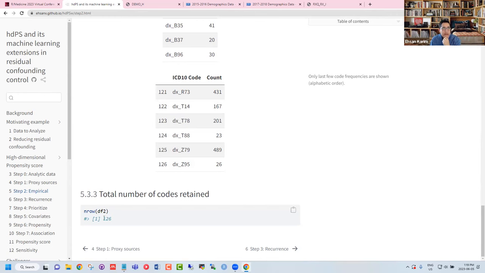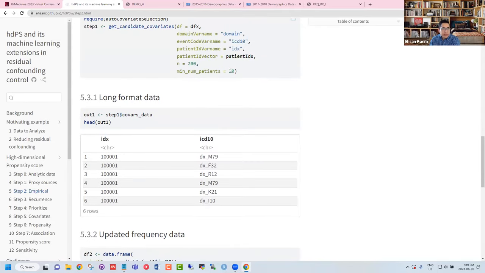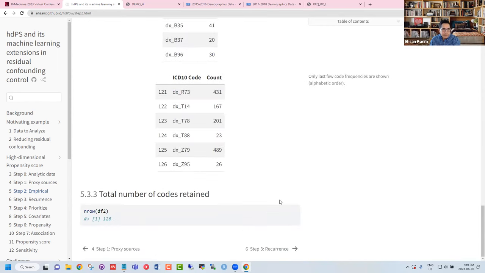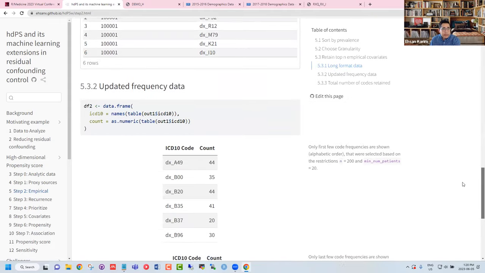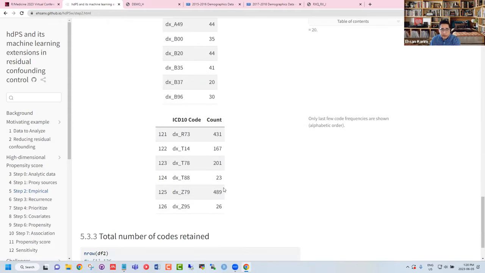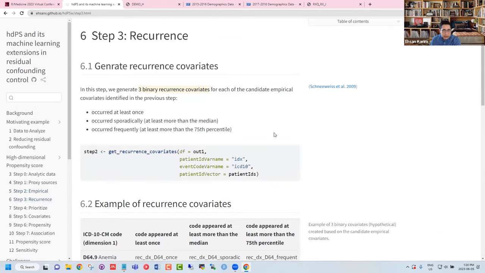In total, there were 126 codes retained in the final analysis when we restricted our analysis to the codes that were associated with at least 20 patients per cohort. And that is basically our step two. In this step, what we have done is choose the covariates based on the frequency. If the frequency is too low, we are not going to deal with those cohorts anymore, and that is primarily because of numerical instability.